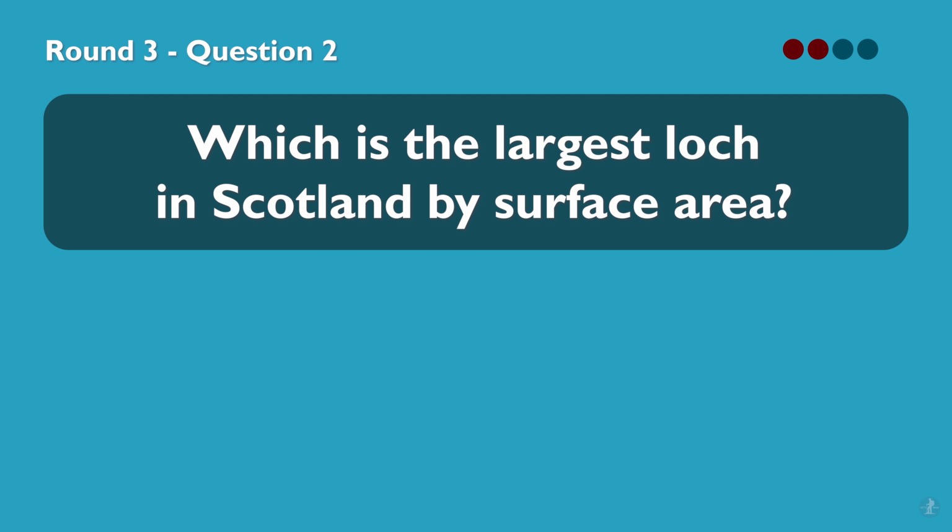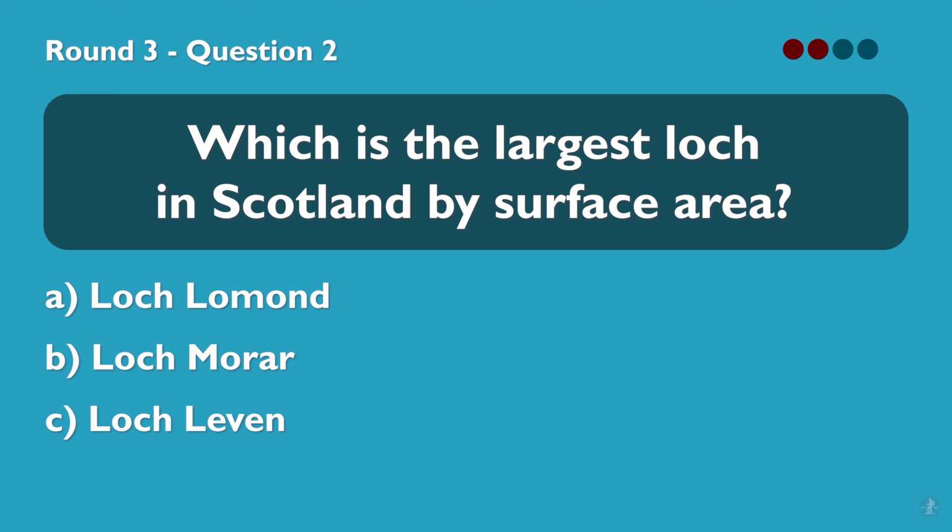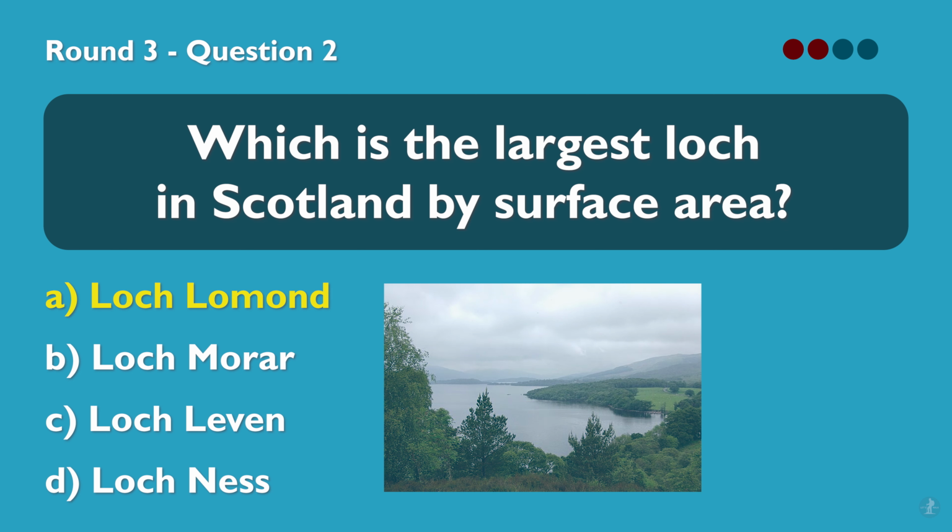Question 2. There are more than 30,000 lochs to be found all over Scotland, but which is the largest by surface area? Loch Lomond, Loch Morar, Loch Leven, or Loch Ness? The answer is Loch Lomond.